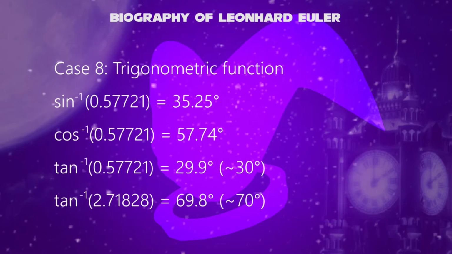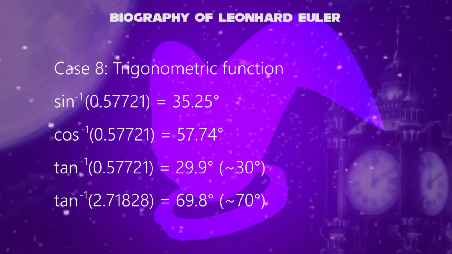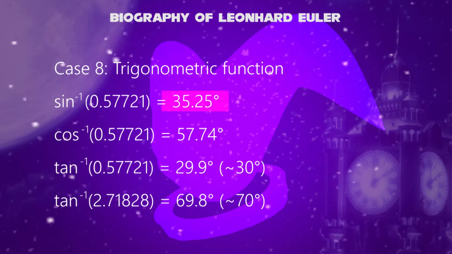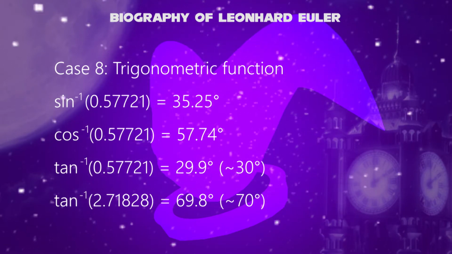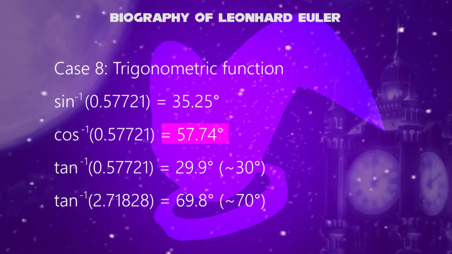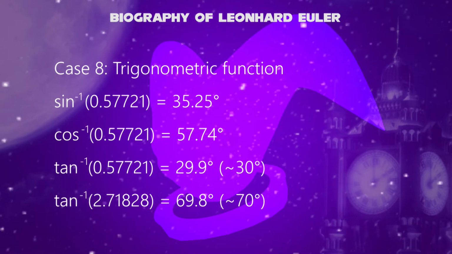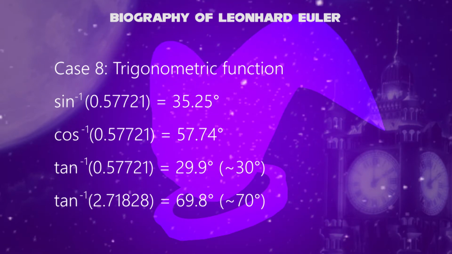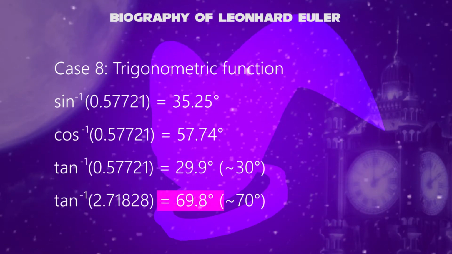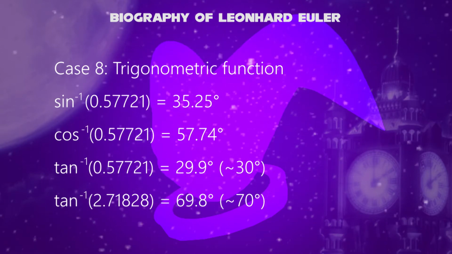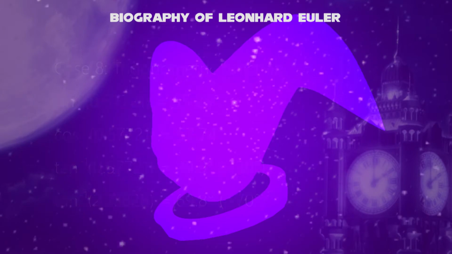And eighth case, using trigonometry. We take inverse functions. Between 0 and 1, we use Euler's constant. Inverse sine with Euler's constant is equal to 35.25 degrees. Inverse cosine with Euler's constant is 57.74 degrees. Inverse tangent with Euler's constant is close to 30 degrees, but also with Euler's number, that is 69.8 degrees. Similarly, you can find secant, cosecant and cotangent as well.